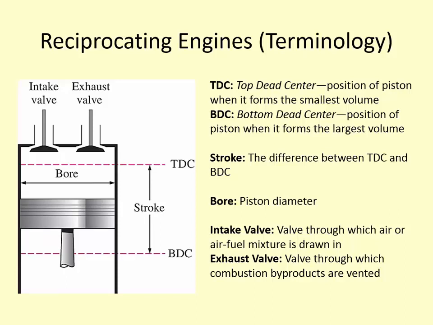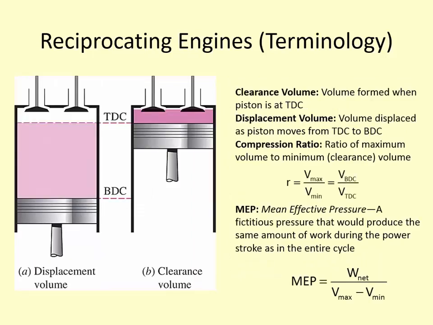The bore is the piston diameter, and then we have an intake valve, which is where we intake fresh air, and the exhaust valve, which is where we exhaust the hot combustion byproducts. The clearance volume is the volume formed when the piston is at top dead center.